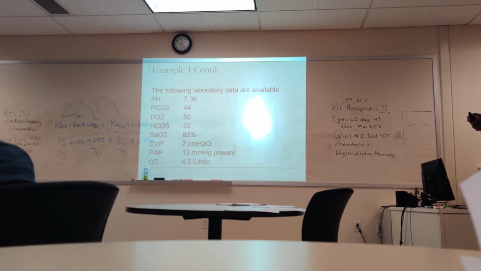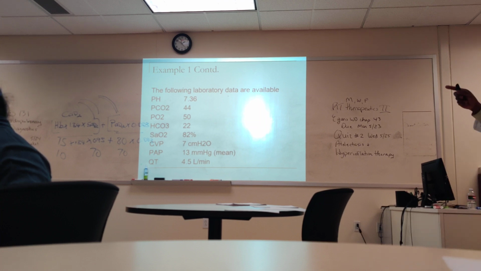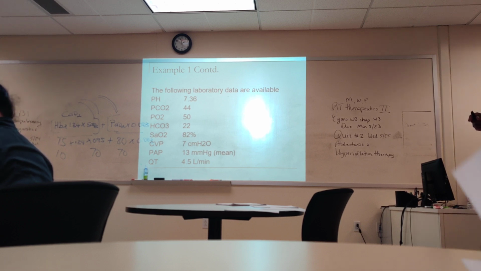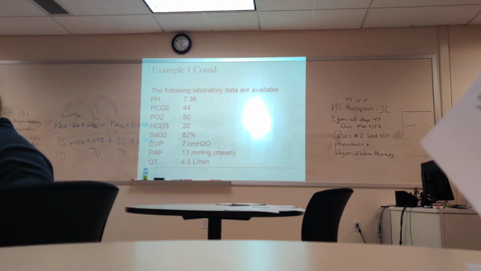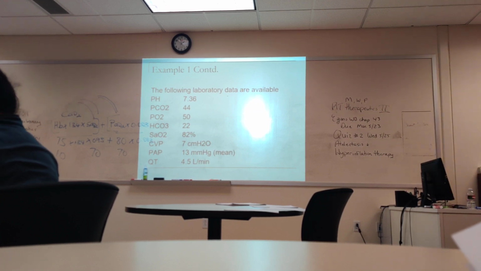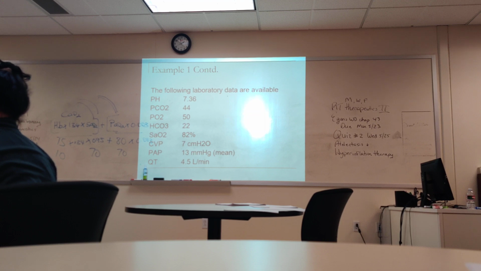PAP 13, is that good or bad? That's the mean. That's good. We said 13 to 17, right? So the PEEP of 5 is not affecting the lungs. How about cardiac output? Is that normal, cardiac output 4.5? Yes, because it's 4 to 8. So that PEEP of 5 is not causing any problems.